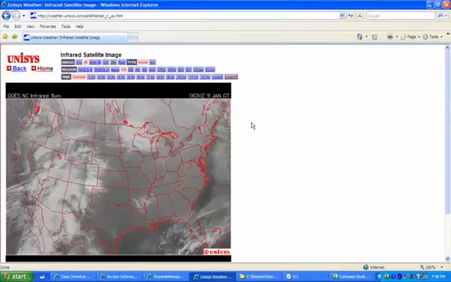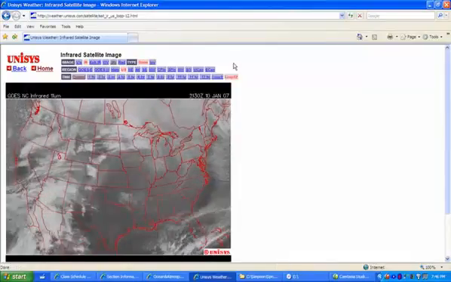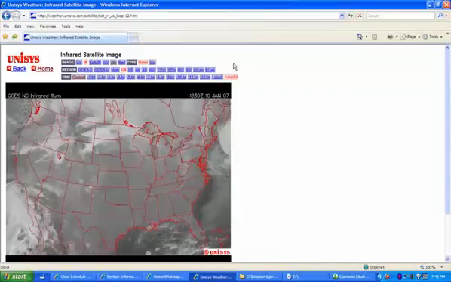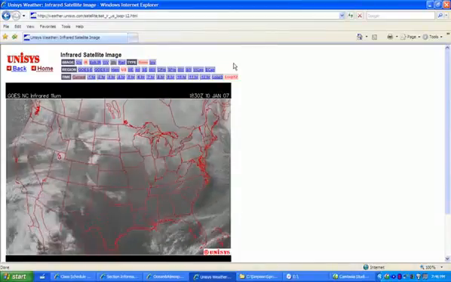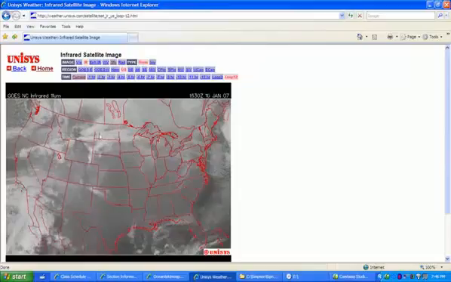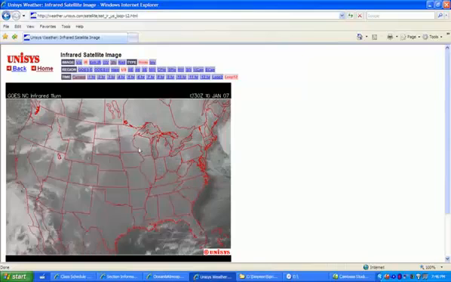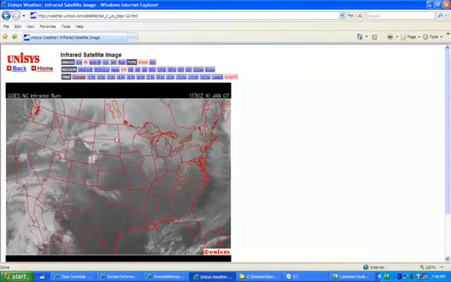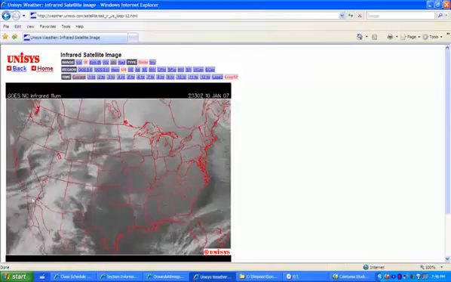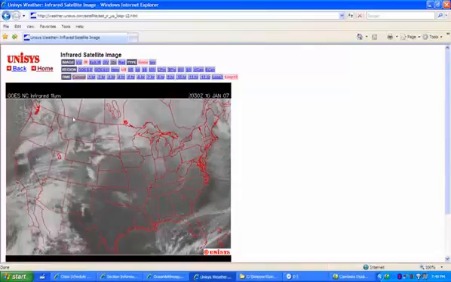This is the Unisys site, and what we're doing right now is we're going to look at a 12-hour loop of infrared satellite imagery. And you can see the general movement of the cloud patterns is from west to east. I'm going to identify Iowa here with the cursor and notice that some of the whiter areas, which indicate cloud cover, over just to the north of us in Minnesota, and then back here in the southwestern portion of the U.S., and then we have more cloud cover coming in from the northwest.